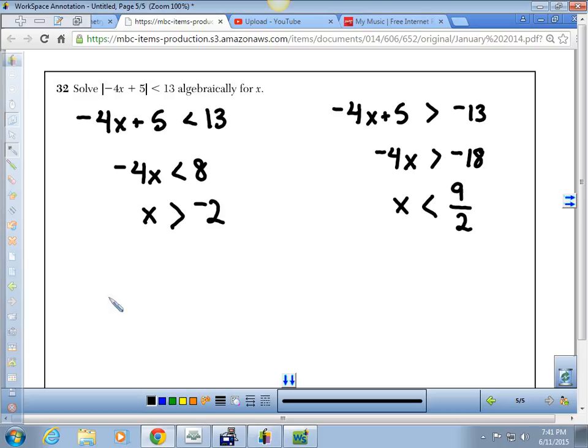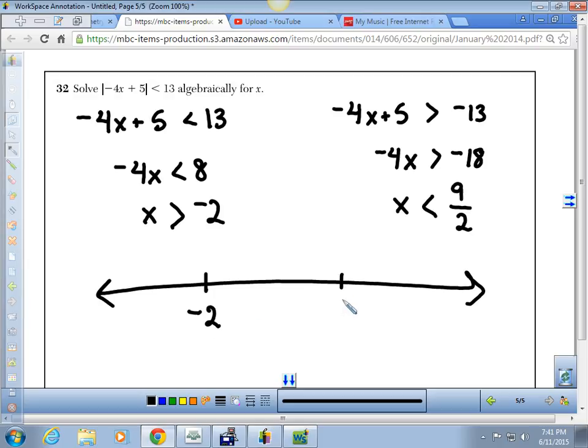Okay? So, with inequalities, we always want to kind of sketch our solution set. So it's not just two answers. There's infinitely many solutions to this. The two numbers I'm concerned with are negative 2 and 9/2, which is 4.5. And we circle them up. Do I shade the circles in? No. When do we? Only when it's equal to.